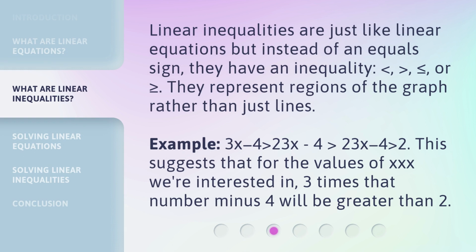Linear inequalities are just like linear equations, but instead of an equals sign, they have an inequality: less than, greater than, less than or equal to, or greater than or equal to. They represent regions of the graph rather than just lines. Example: 3x - 4 > 2. This suggests that for the values of x we're interested in, 3 times that number minus 4 will be greater than 2.